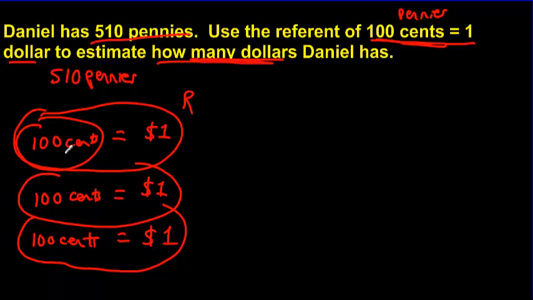Bob's got 510. Now, I'm already up to 100, 200, 300. I'm getting close to what Bob has, so I'm going to keep going until I'm really close. So I'm going to go 100 cents is equal to $1.